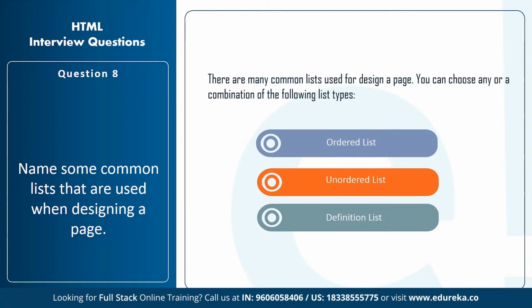Talking about the unordered list, this list displays the elements in a bulleted format and it is represented by the UL tag. And finally, the definition list displays elements in a definition form like in a dictionary. So the DL, DT and DD tags are used to define the description list.